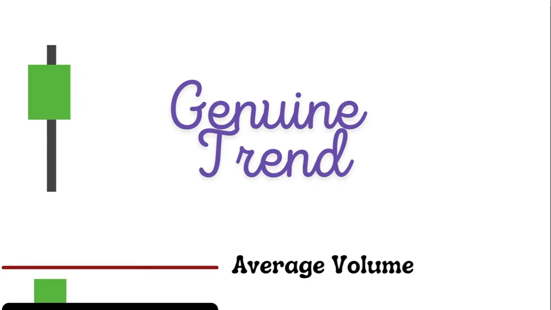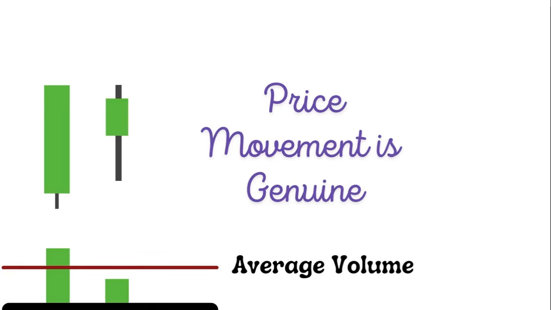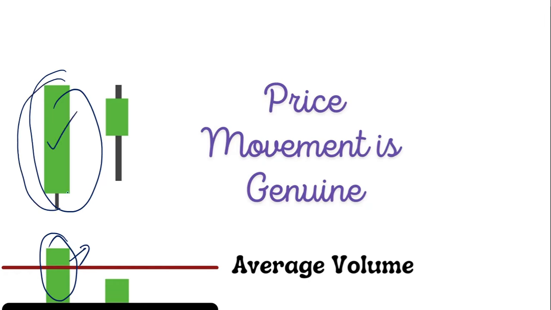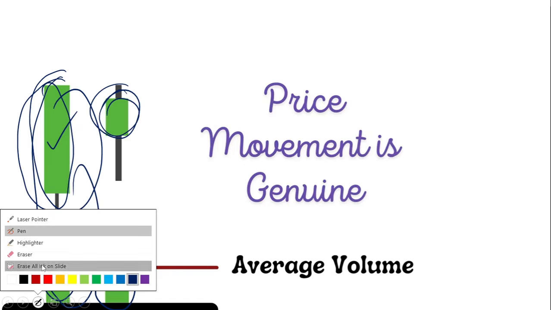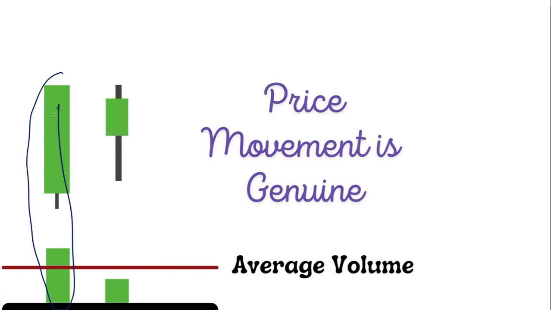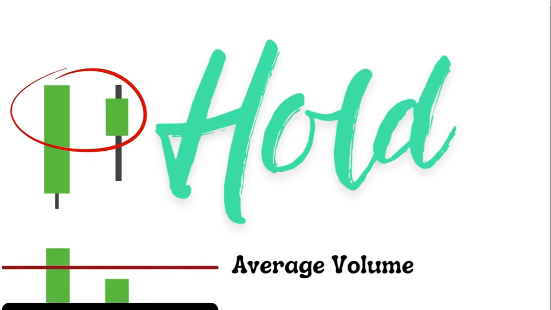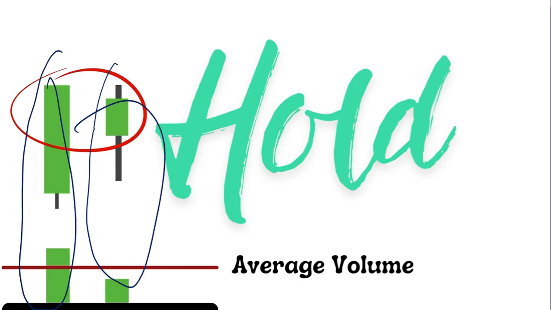If the market is bullish and you already hold the stock, just see here: this is above average volume, which has got high price momentum. Again, this one is below average volume, narrow spread or low price movement. How many cases are here? Two cases. In this case also it is genuine movement, and in this case also. This is also a genuine condition, and in these cases you can hold the stock.